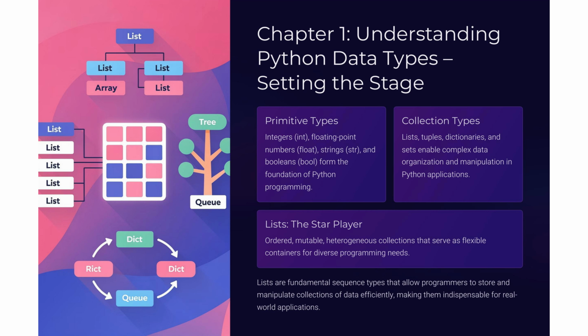Python's data types form the backbone of programming. Primitive types like integers, floats, strings, and booleans are essential. Collection types, including lists, tuples, dictionaries, and sets, enable complex data handling. Lists, in particular, are ordered, mutable, and heterogeneous, making them versatile tools for efficient data manipulation in diverse applications.